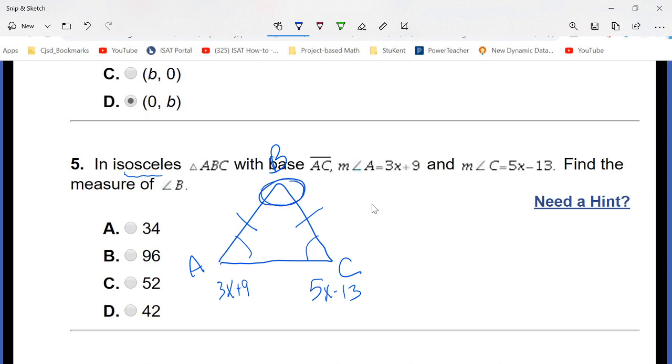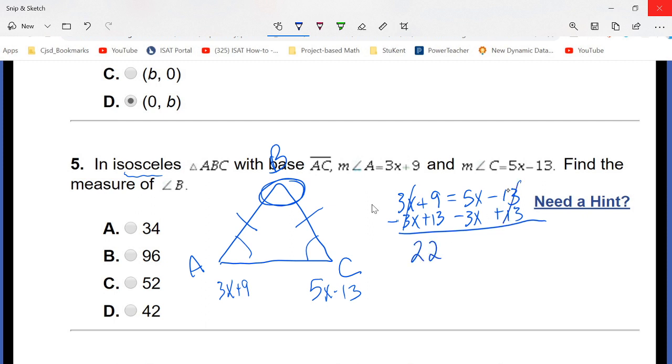Well, what do I know? I know these two are equal to each other, so I'd write out an equation. 3x plus 9 is equal to 5x minus 13. I like to move the lesser all the time, so I take away 3x from both sides, and I'll add 13 to both sides, right? That's the subtraction property of equality and the addition property of equality. So when I simplify, 9 plus 13 is 22, and then this cancels, and I have 5x take away 3x is equal to 2x. Now I divide by 2, division property of equality, and I get x equals 11.